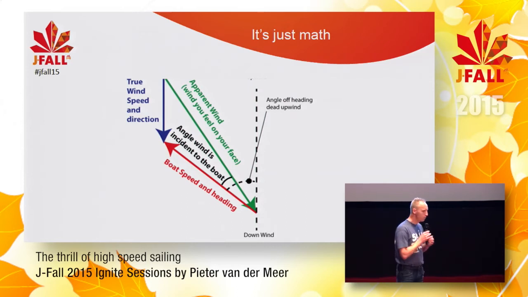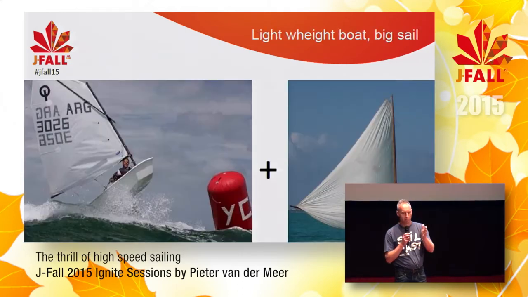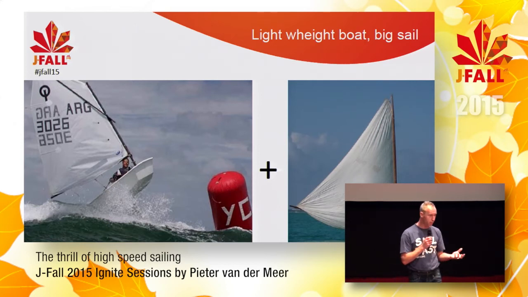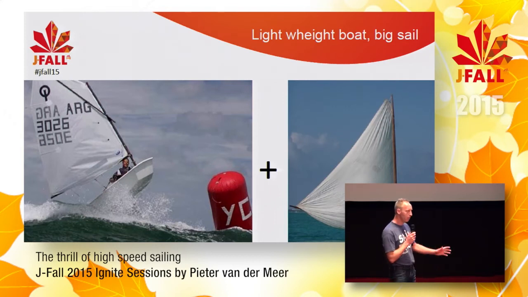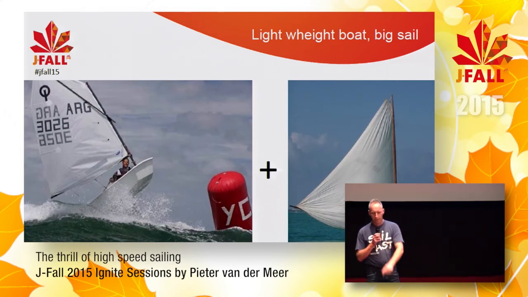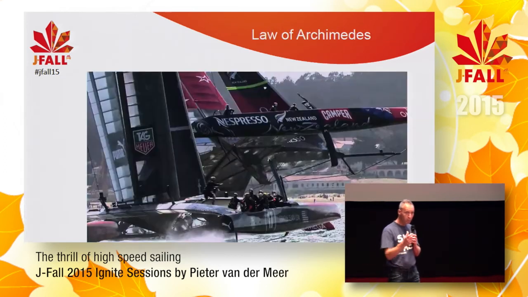How can these boats go so fast? It's just math. We all had factors in school and stuff like that. The only trick we're looking for is apparent wind. Because if the boat has speed, the wind direction shifts. And that we can use. So you want to build a small boat, a light boat, with a lot of sail on it. This is a small Optimist that weighs about 40 kilos. And the other sail is about 70, 80 square meters. If you combine those, you can go very fast.